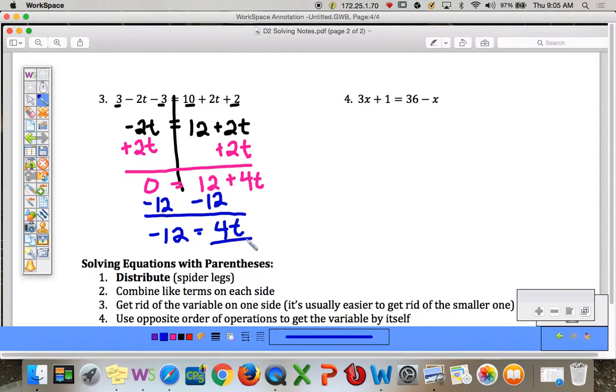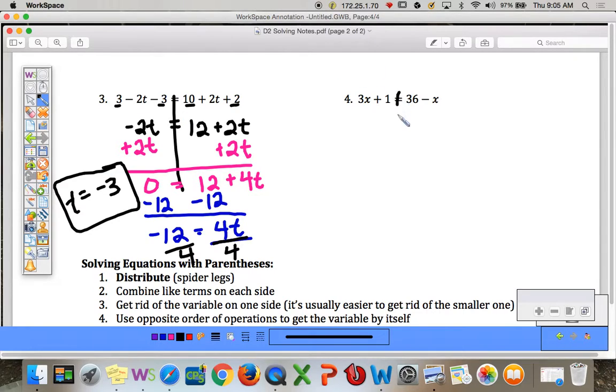And last step, to get rid of the 4, which is being multiplied by the t, we're going to divide each side by 4. So we get t equals, and we have a negative divided by a positive, so it's the same rule as with multiplying. If you have a negative and a positive, your answer is negative. And you can plug in your answer to check.